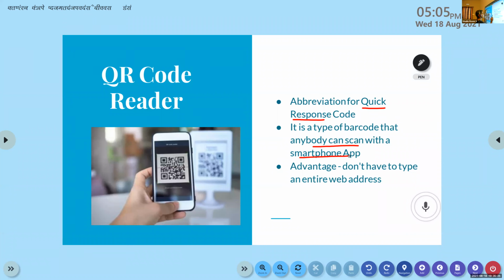So what is the advantage of this? What is the advantage of QR code reader? You don't have to enter any entire web address, isn't it? So QR code is an abbreviation for quick response code. It is a special kind of barcode that anybody can scan with the help of a smartphone app, isn't it?